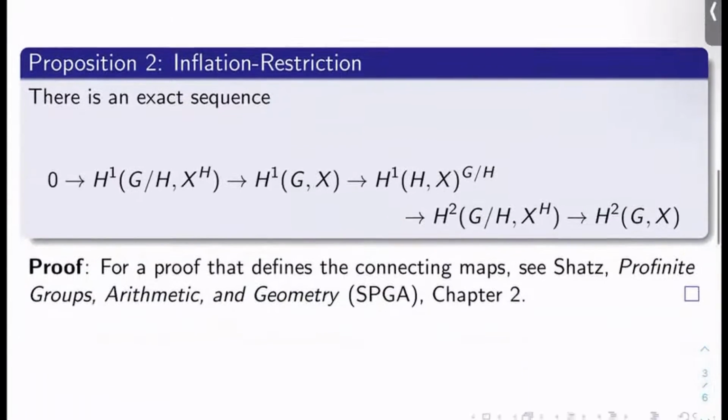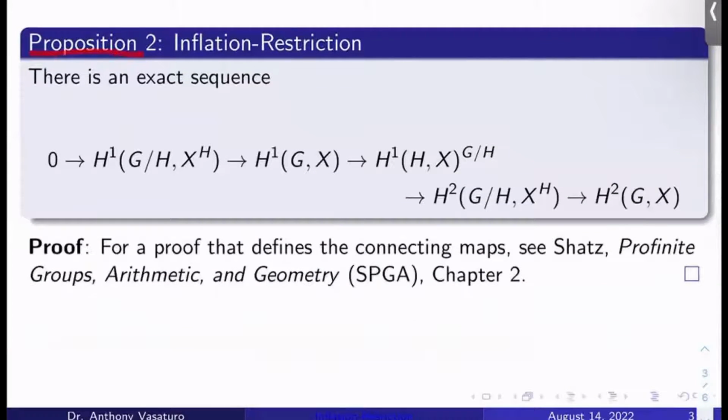So what is inflation restriction? Proposition 2, there's an exact sequence from 0 to H1 of G mod H, X to the H, to H1 of G, X, to H1 of H, X, the stuff in there fixed by G mod H, to H2 of G mod H, X to the H, to H2 of G, X, okay?